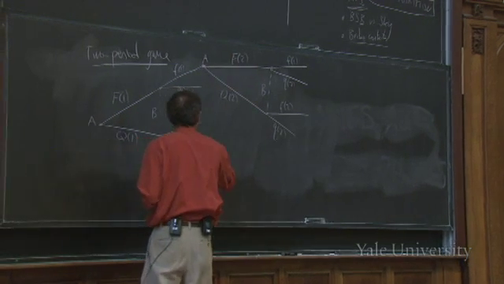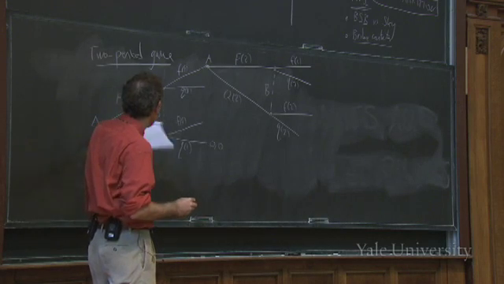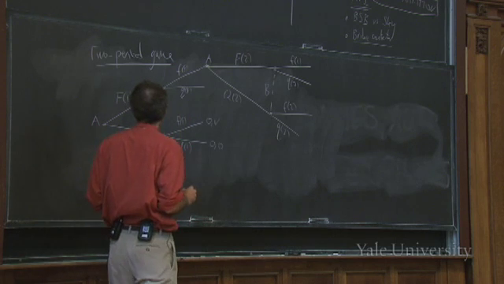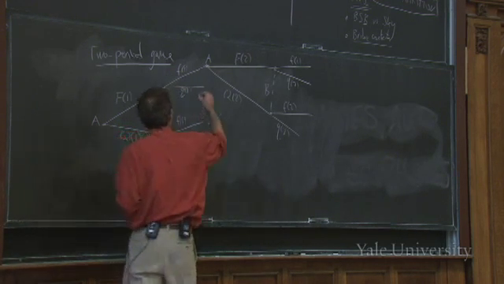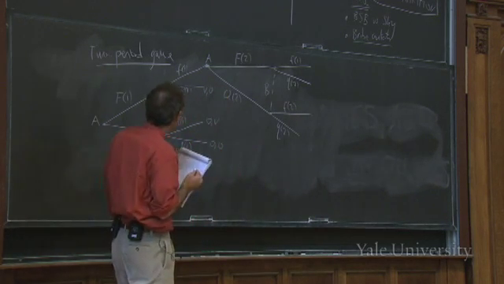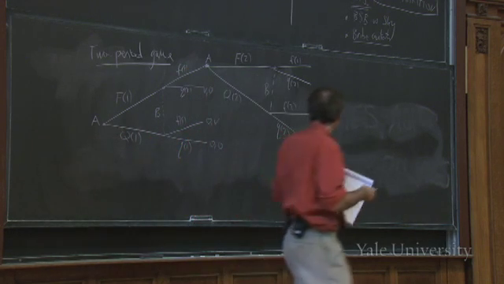So if both people quit in the first stage, they get nothing. If A quits and B fights, then A gets nothing and B gets V. If A fights and B quits, then A gets V and B gets nothing. And if they both fight, we go into the second stage. So let's write down the payoffs in the second stage.